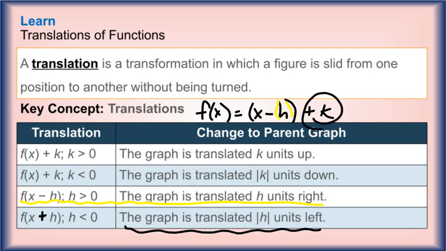This k, whatever's out here, if it says a plus k, then that goes up. And if it says a minus k, when k is less than 0, that would go down that many units.